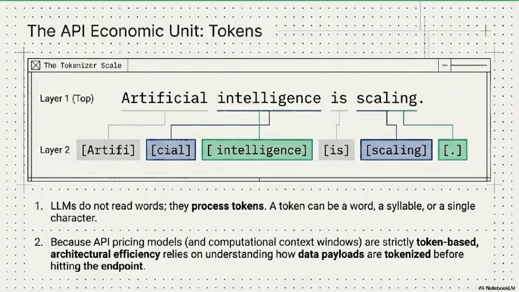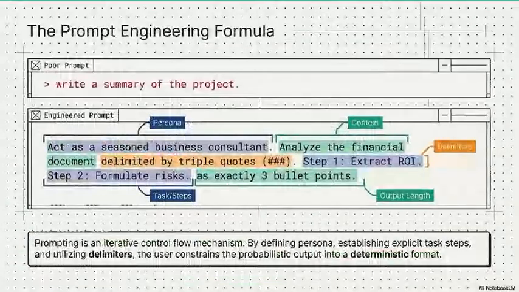And this token economy is exactly what we're manipulating when we write a prompt. I think people view prompting as just talking nicely to the computer. They do, yeah. But the structural blueprint frames it completely differently. Prompt engineering is an iterative control flow mechanism. You are using carefully selected tokens to steer the underlying math. You are trying to constrain a highly probabilistic machine into giving you a deterministic, predictable output.